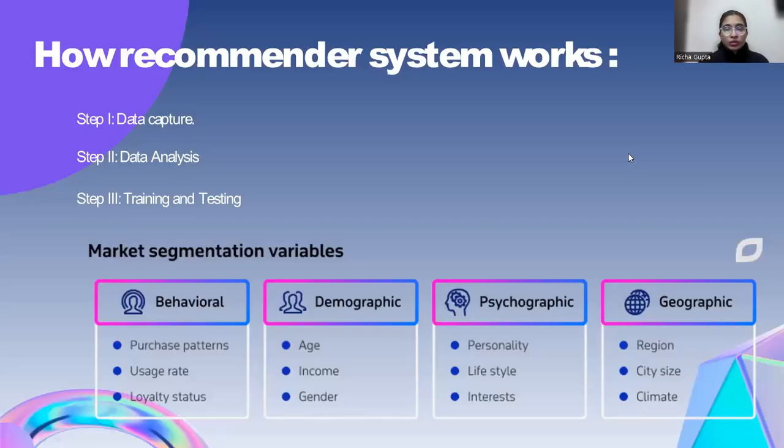How does this recommender system work? This recommender system works in three main steps: data capture, data analysis, training and testing. And it looks at these important parameters or variables: behavioral, demographic, psychographic, geographic.